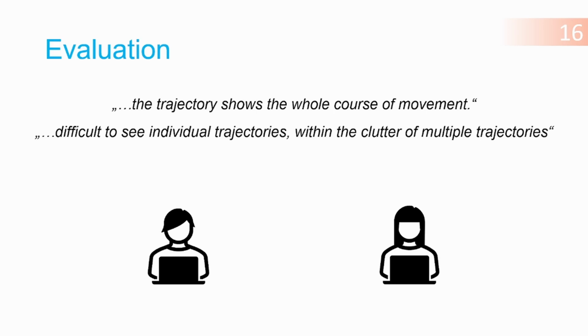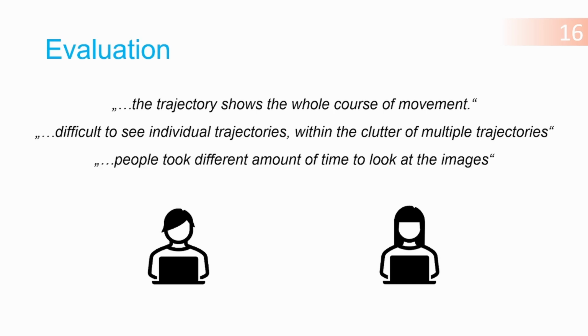They were also looking at the different vertical lengths of the trajectories when a person was viewing an image and said that people took different amounts of time to look at the images. Since the trajectories are visualized in 3-dimensional space, some participants also had difficulties in matching the trajectories to the corresponding positions due to the perspective view.